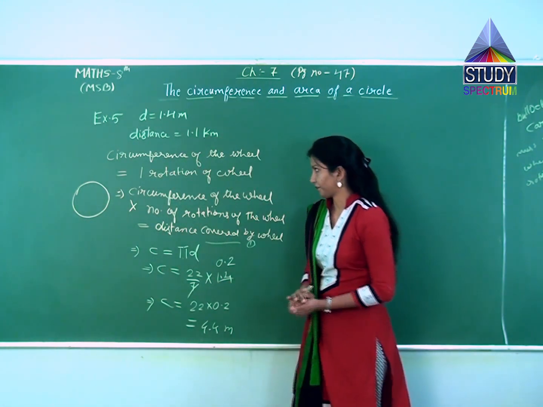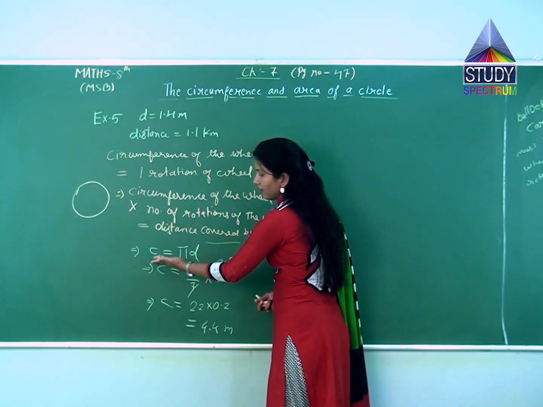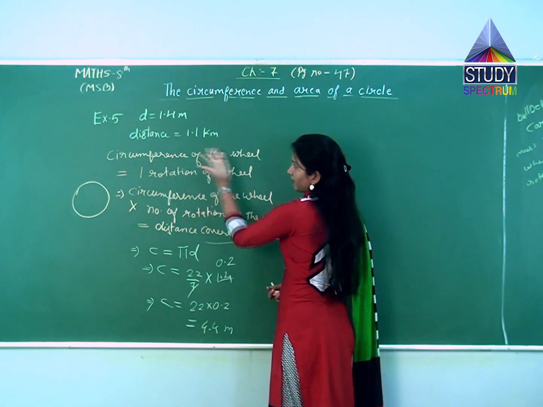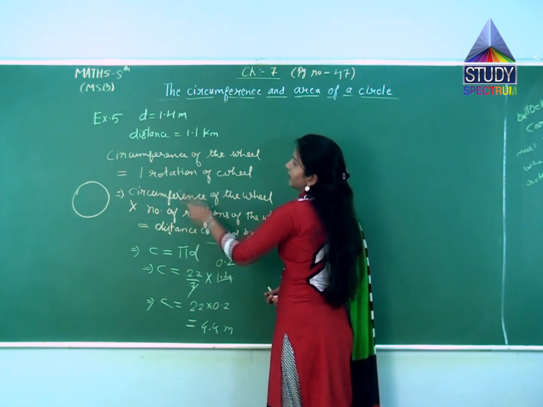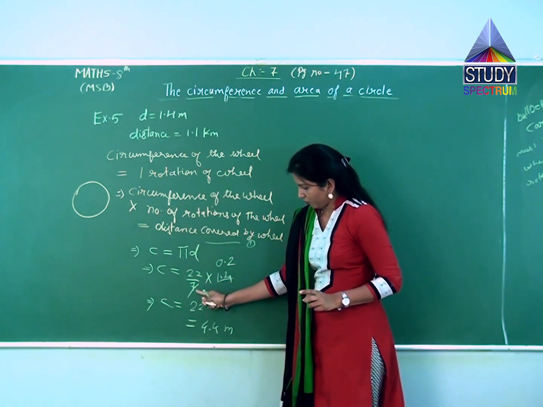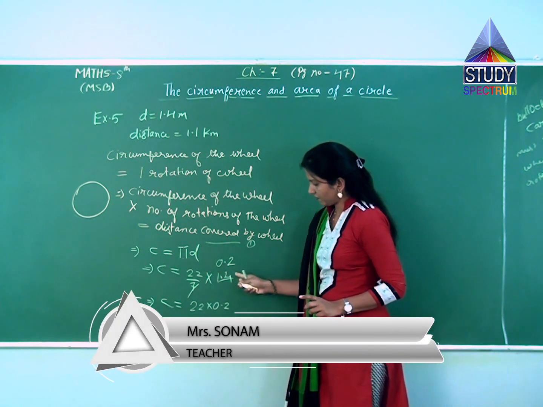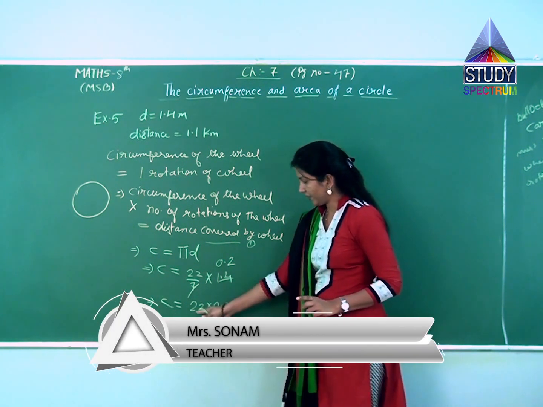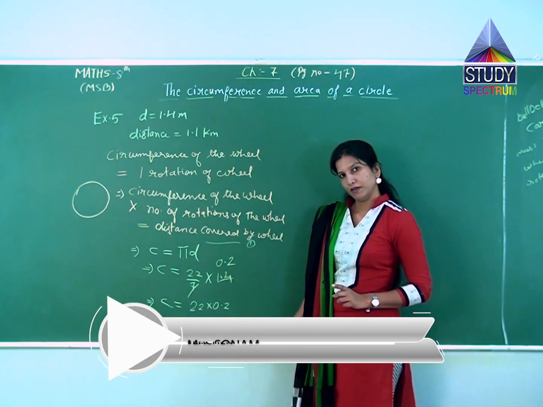What have we done? We have just applied our formula for the circumference of the circle, that is here the circumference of the wheel, which is equal to pi d. Why pi d? Because the diameter is given. Pi is 22 by 7 into d is 1.4, and we have cancelled out this 1.4 by 7, and we get 22 into 0.2, that is equal to 4.4 meters.